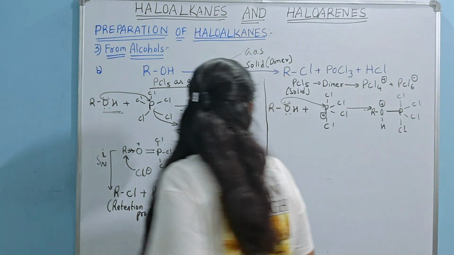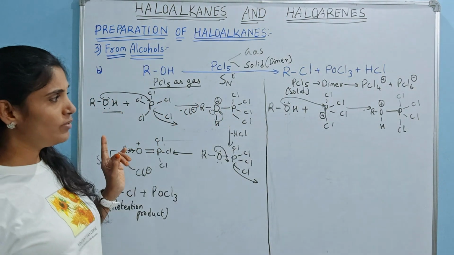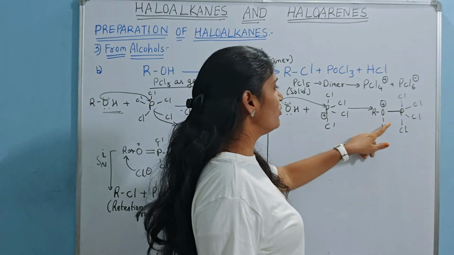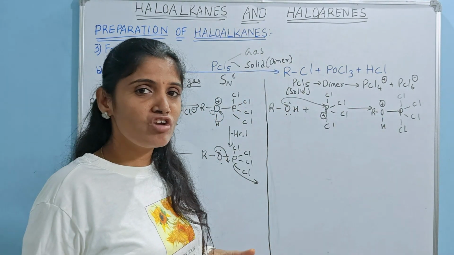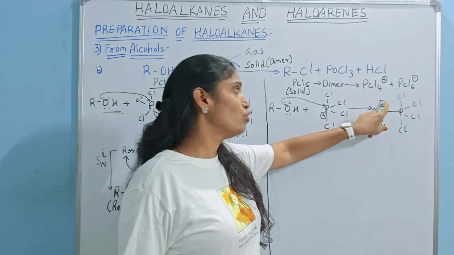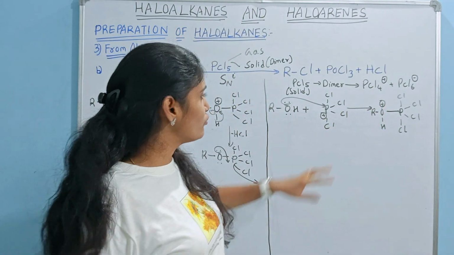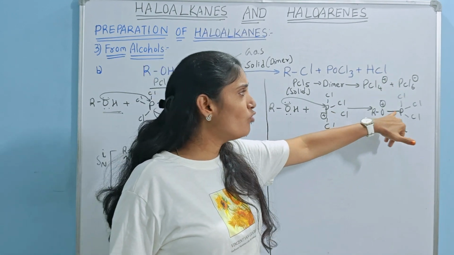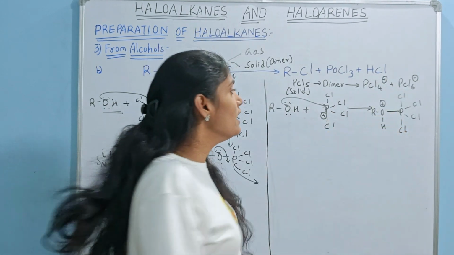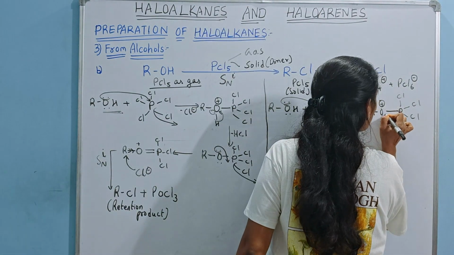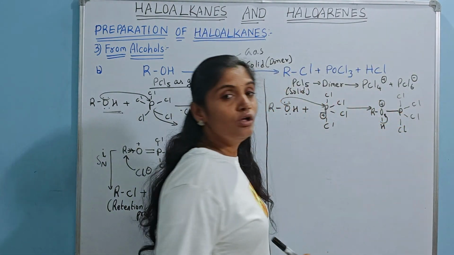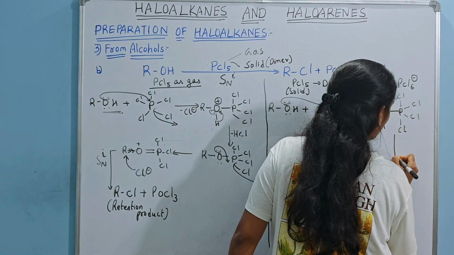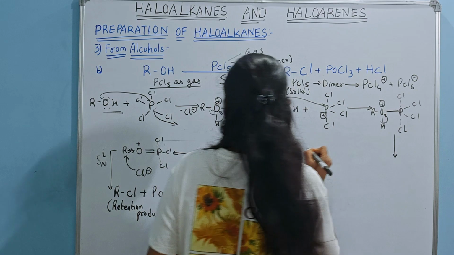Now I want you to think in the same way as you thought in the previous case. Here now, what will happen? Oxygen has the option of taking the shared pair of electrons towards itself because it is not stable with positive charge. So it will not take electrons from this bond, because we know POCl3 has been formed. So this bond should remain intact. That is the reason it will take its shared pair of electrons from this hydrogen. So hydrogen will be leaving the molecule as H+.